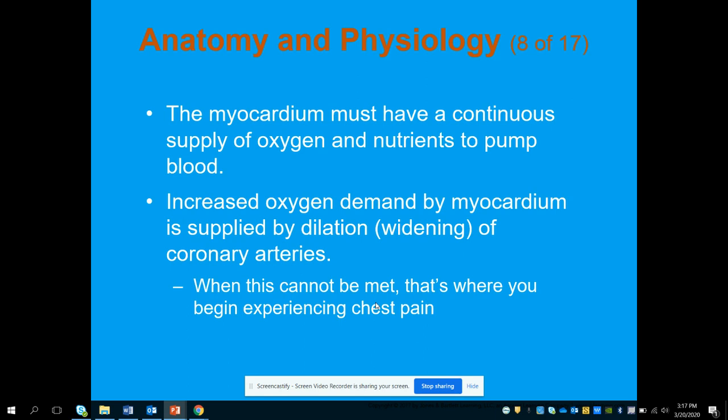So with increased oxygen demand by the myocardium, the body responds by attempting to widen or dilate the coronary arteries on its own. But sometimes it can't do that, and that could be due to a blood clot. It could be due to plaque buildup or loss of elasticity inside of those vessels, which we're going to look at throughout this PowerPoint. And so when the body can't meet those needs, that's where the patient would begin experiencing chest pain, because they're not having the ability to get oxygenated blood to that area of the heart.